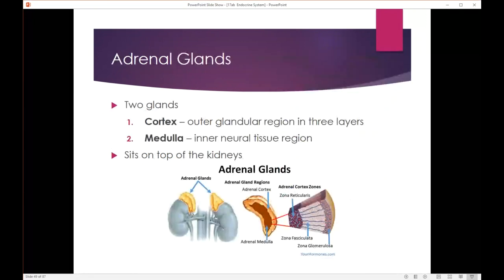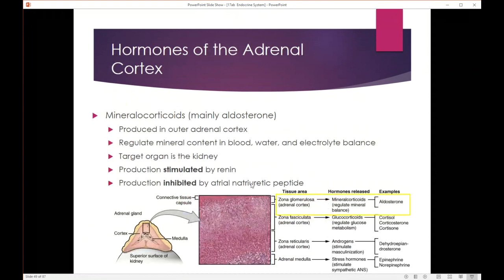So the adrenal glands are actually formed by two different glands. So those adrenal glands, we have two different parts to them. We have the cortex. The cortex is going to be that outer glandular region. That outer glandular region can be further divided into three zones. We call them the inside layer called the zona reticularis. Then we have the zona fasciculata and then the zona glomerulosa. And then the medulla is going to be neural tissue. Those adrenal glands are going to sit directly on top of the kidneys.